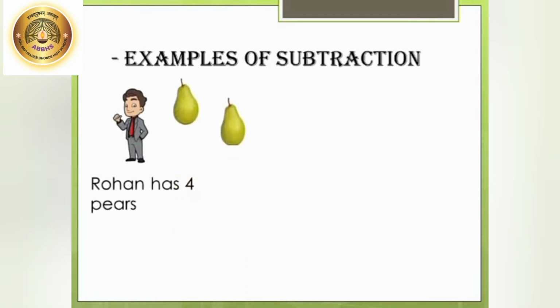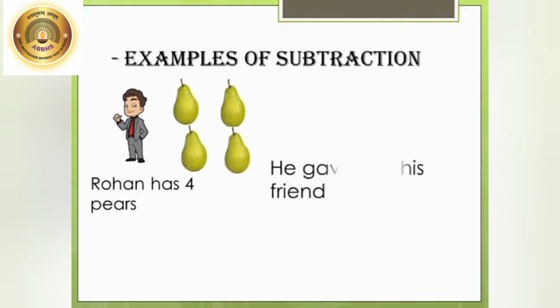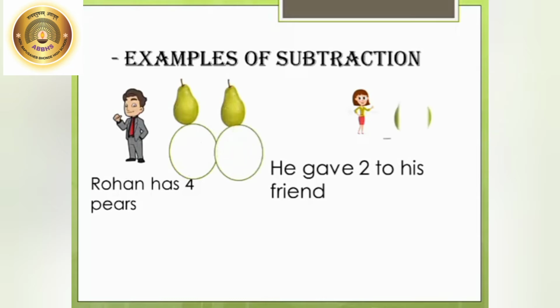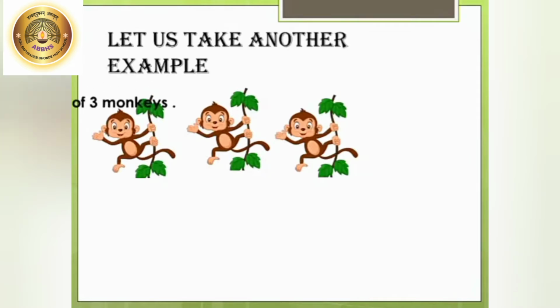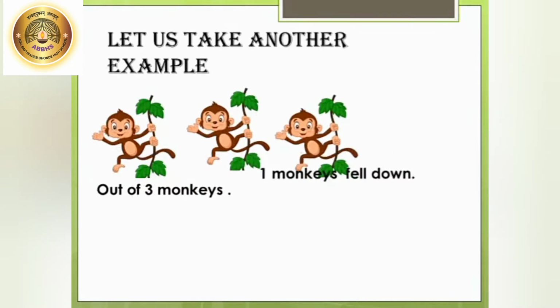Rohan had 4 pears. 1, 2, 3, 4. He gave 2 of his to his friend. 1 and 2. So how many pears will be left with Rohan? 4 minus 2, that is 1 and 2. 2 pears left. Now see the next example.